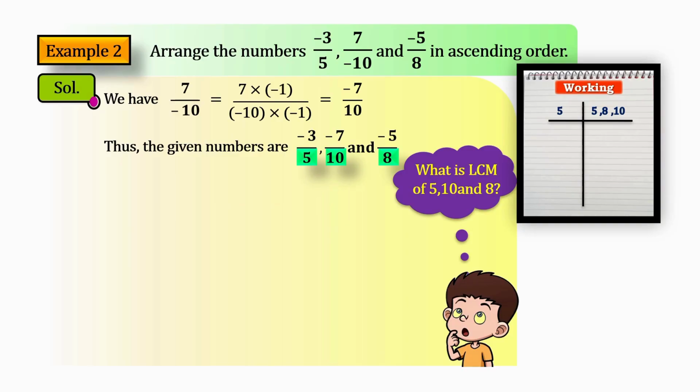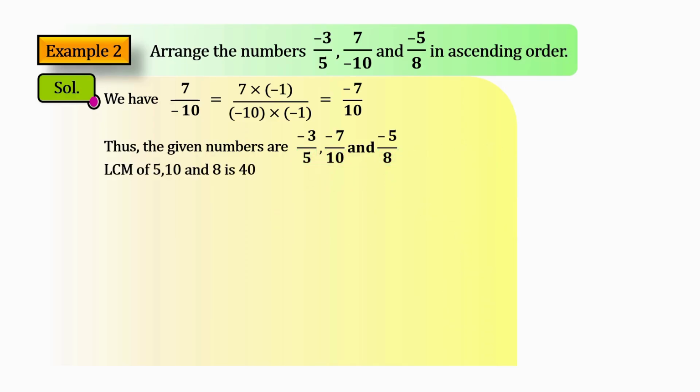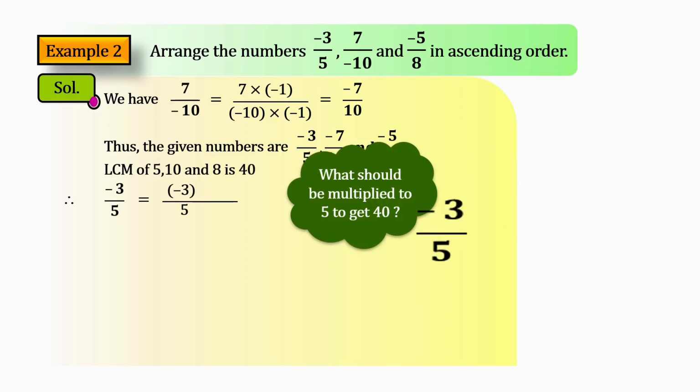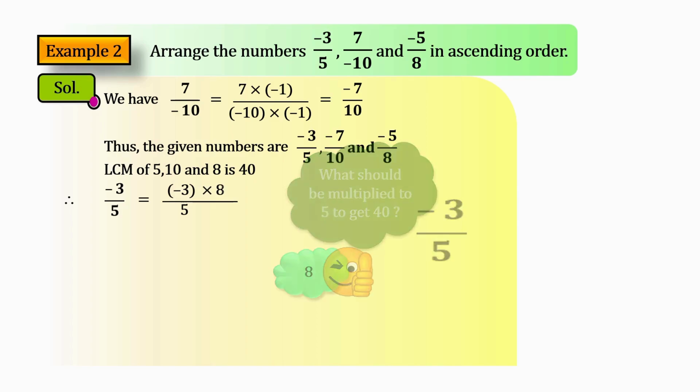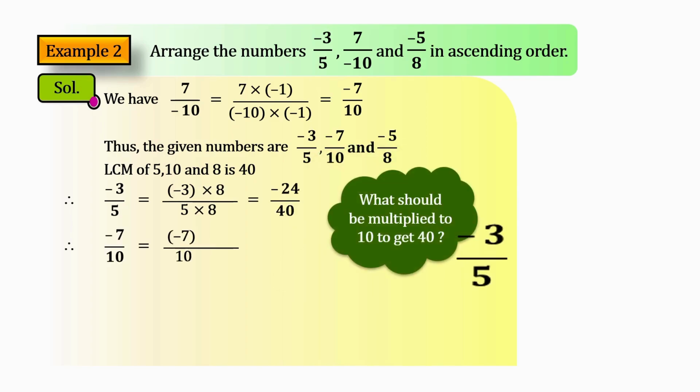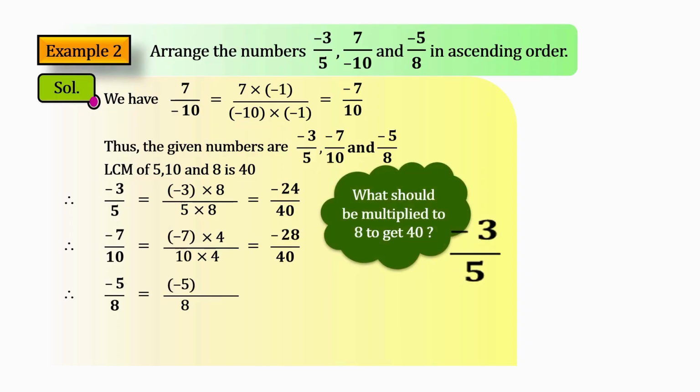So LCM of 5, 8 and 10. We are doing the LCM now. So we got 40 as the LCM. So what should be multiplied to 5 to get 40? That is 8. What should be multiplied to 10 to get 40? That is 4. Now what should be multiplied to 8 to get 40? That would be 5.